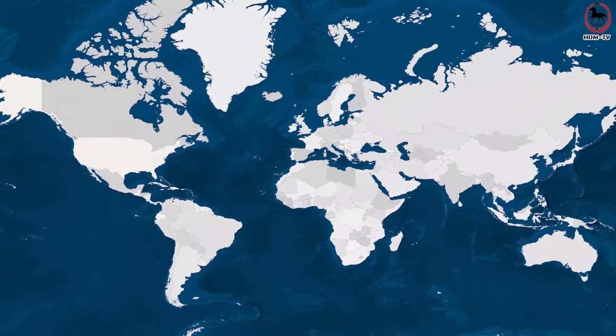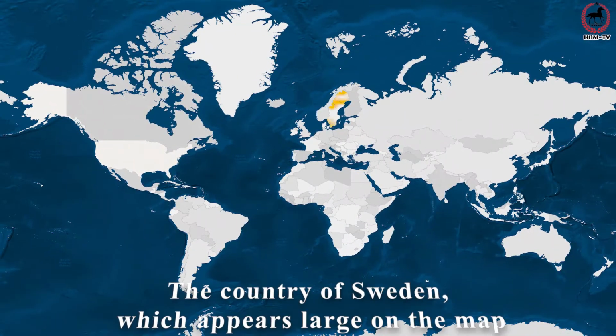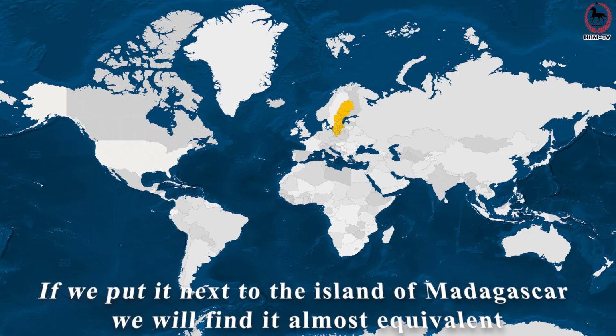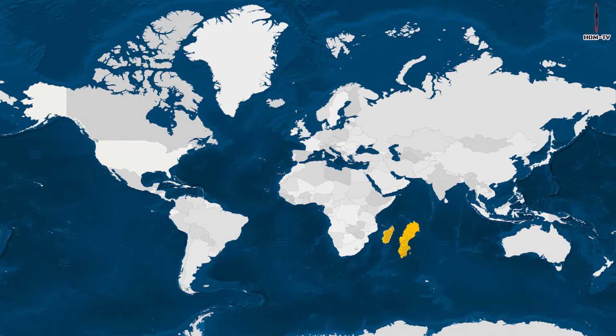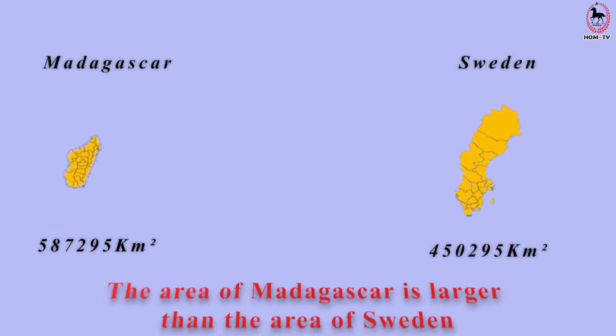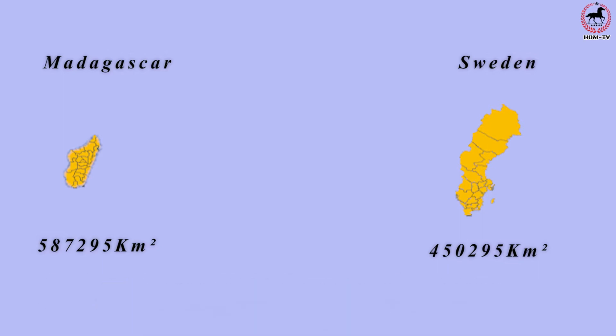The third example is the country of Sweden, which appears large on the map. If we put it next to the island of Madagascar, we will find it almost equivalent, but in fact the area of Madagascar is equal to 587,295 square kilometers, and the actual area of Sweden is 450,295 square kilometers. This means that the area of Madagascar is larger than the area of Sweden.